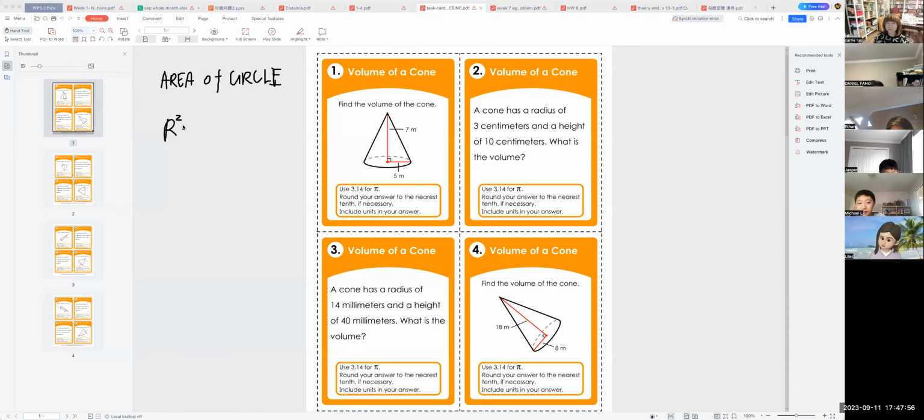Start to record, okay? So the area of the circle equals radius times pi, right, Grace? Do you still remember? Okay, so how we calculate the volume of the cone is something related to the volume of the cylinder. Do you still remember how to do that? The volume of the cylinder is what?